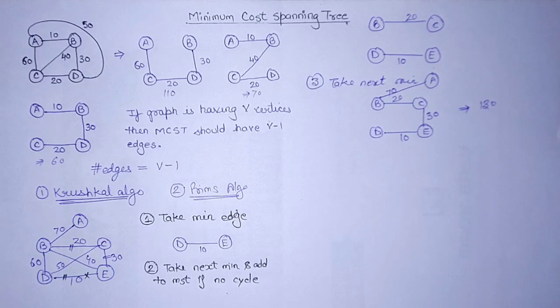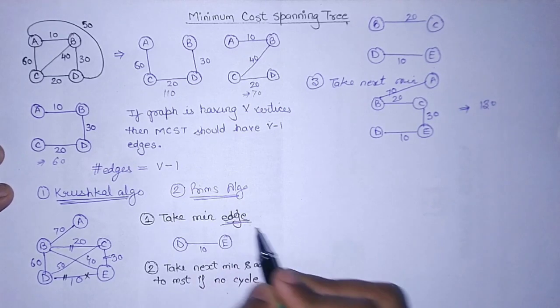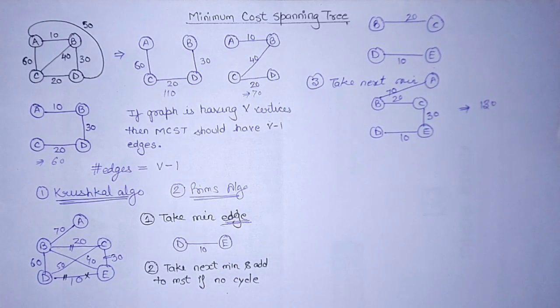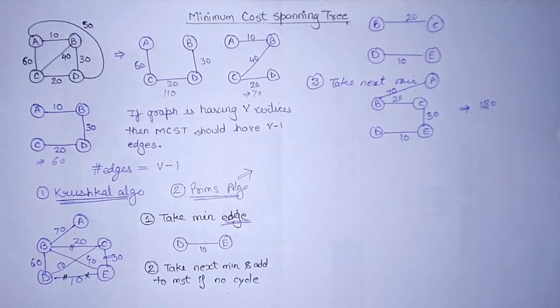Now you might have noticed one thing, that in Kruskal's algorithm we are working on the edges. Every time we are taking one minimum edge and putting it into the minimum spanning tree if it is not forming any cycle. Whereas in Prim's algorithm we work on the basis of vertices. We take one vertex and try to take the minimum adjacent edge with the next vertices. So we will be covering it in the next video.